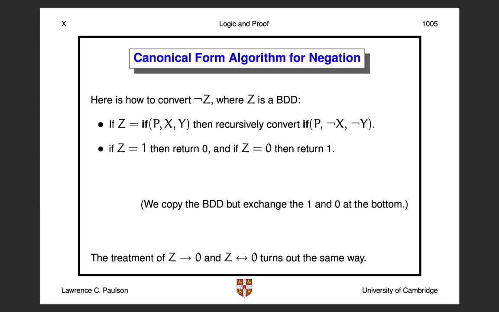Now, in a moment, we're going to look at the canonical form algorithm for binary connectives, but I would just like to mention that for certain binary connectives, if you apply the canonical form algorithm, they will in fact behave essentially like this negation algorithm here. And that is because Z implies 0 and Z if and only if 0 are logically equivalent to the negation of Z anyway.